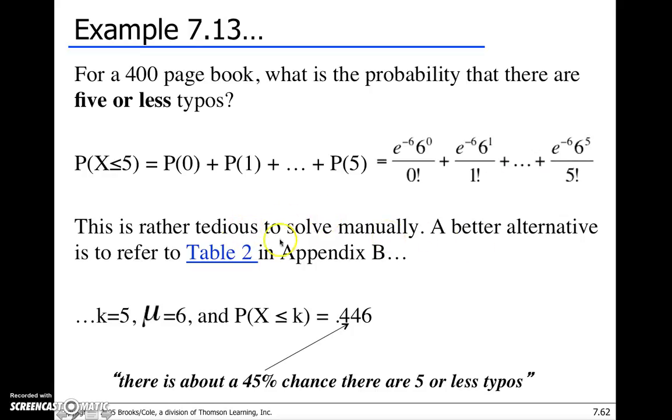A better alternative is to refer to table 2 in appendix B in the text, where k is equal to 5, mu is equal to 6, and the probability that x is less than or equal to k is equal to 0.446, read directly from the table. So that is, there is about a 45% chance that there are 5 or fewer typos.